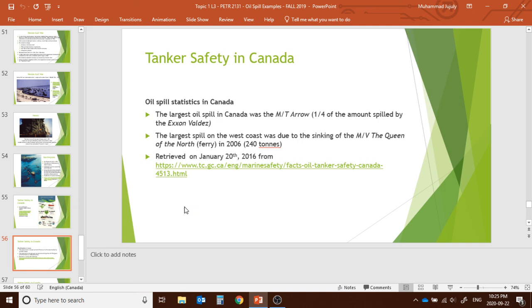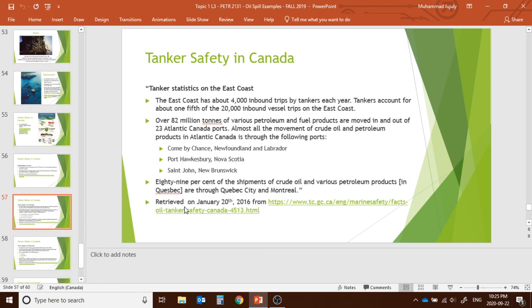Now this is all about the oil spill statistics in Canada. Tanker statistics of the East Coast. The East Coast has about 4,000 inbound tanker trips each year, and tankers actually account for one fifth of the 20,000 inbound vessel trips on the East Coast.